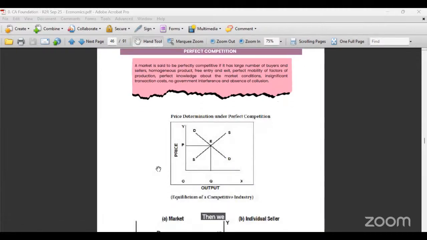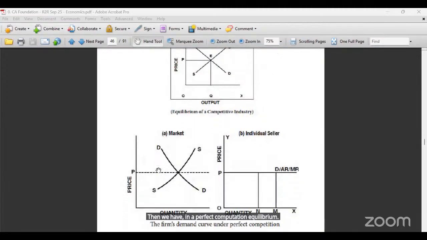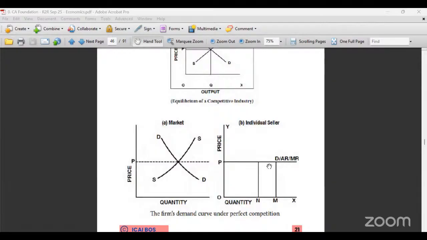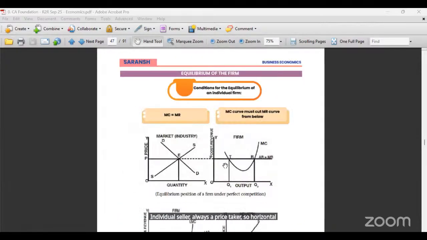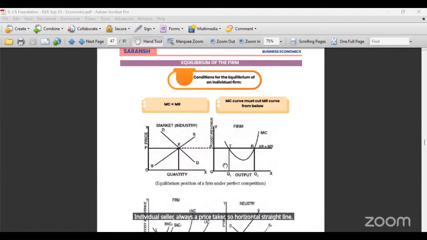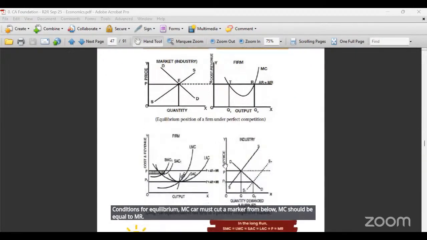Then we have equilibrium in a perfect competition. Individual seller is always a price taker, so a horizontal straight line. Conditions for equilibrium: MC curve must cut MR curve from below. MC should be equal to MR. All of these concepts.